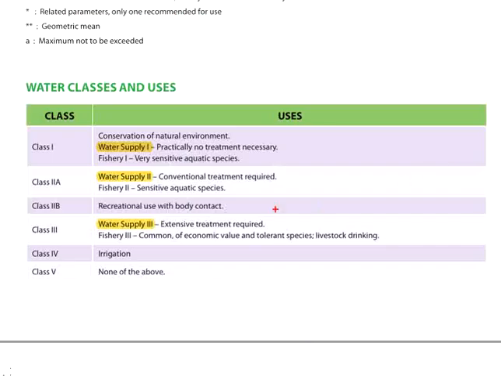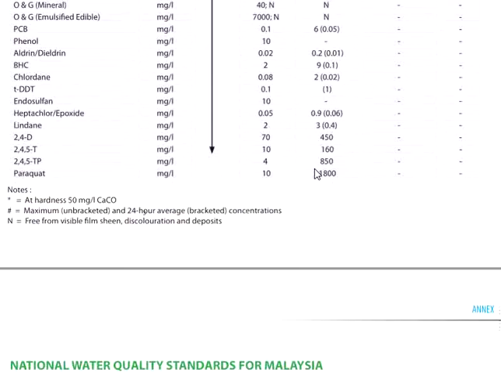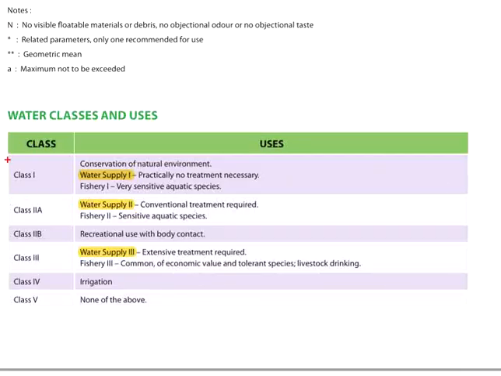In Malaysia, we have 5 major classes of water. Class 2 can be subdivided into A and B, and the requirements for each class are outlined in the tables of the national water qualities for Malaysia. What you see here, class 1 means that the water quality is the best, whereas class 5 means that the water quality is the worst. Class 4 and above cannot be used as the water supply. That means they are highly contaminated.